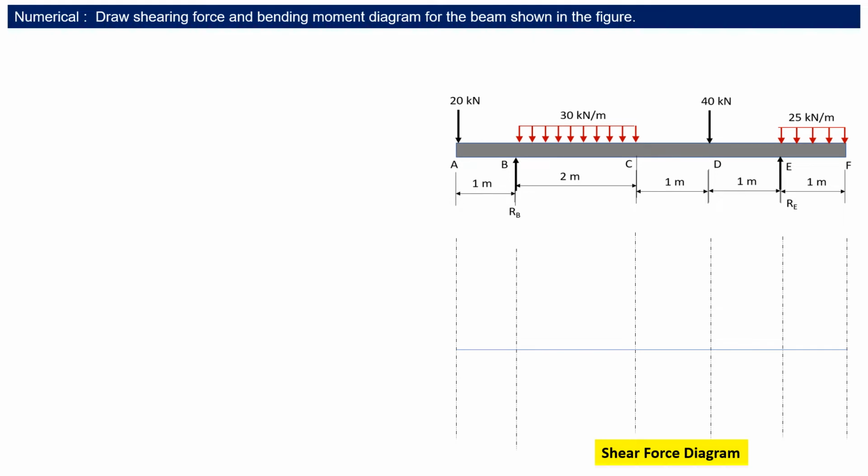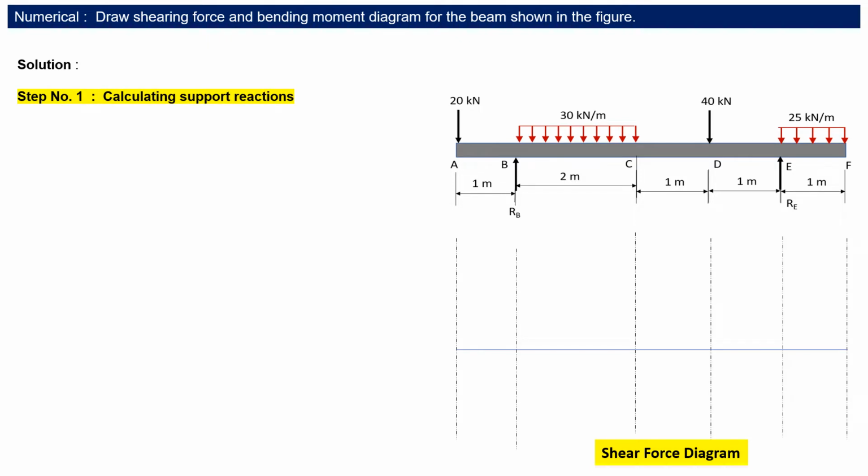Now you can see the diagram. In this diagram, a beam ABCDEF is simply supported at B and E. That means the reaction will be acting at B as well as at E, and the beam is loaded as shown: two point loads of 20 kN and 40 kN, as well as a uniformly distributed load of 30 kN per meter intensity on the span portion BC, and a UDL of 25 kN per meter applied on the overhang portion EF.